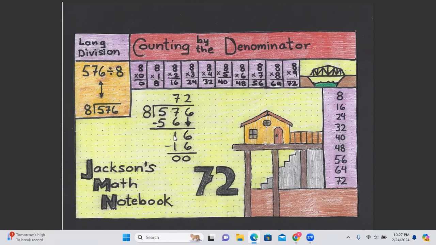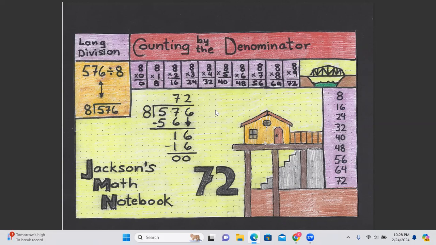We know that 8 cannot go into 1, but it can go into 16 when we bring down the 6. How do we know? Because 16 is in the 2nd position in our parking lot. And so we know that 8 times 2, because it's in the 2nd position, will give us 16. And we know that 16 minus 16 will give us 0. And so what happens is we have our answer of 72. 72 is our answer when 576 is divided by 8.